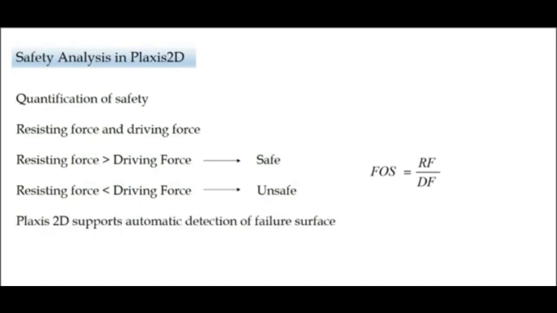Plaxis 2D supports automatic detection of the failure surface since it is a finite element package. You do not need to assume any failure surface, which is the major limitation when you use limit equilibrium software. So Plaxis 2D has an automated feature which will detect the failure surface, and it evaluates the safety through the technique known as the phi-c reduction technique, or the shear strength reduction technique.